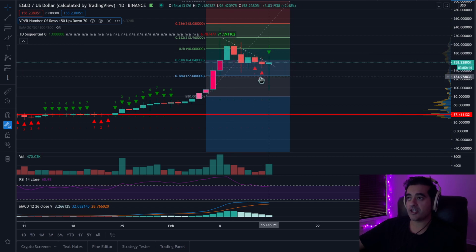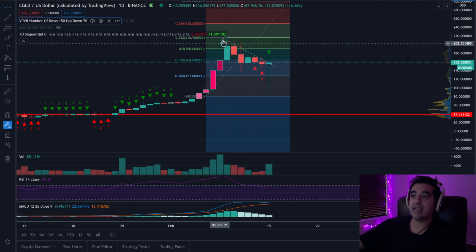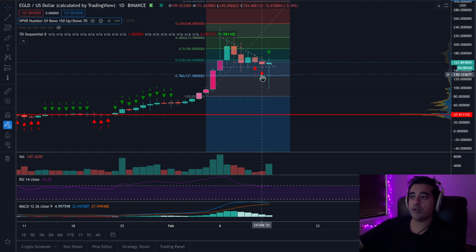And what did we do? We had a correction. And now you can see what's happened is that the TD Sequential has reset. The numbers have started flowing in again. This correction was enough to reset the TD Sequential. Then we had a red 1, a red 2. We had this bounce up. Now we have a green 1.